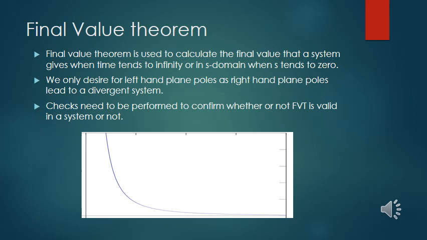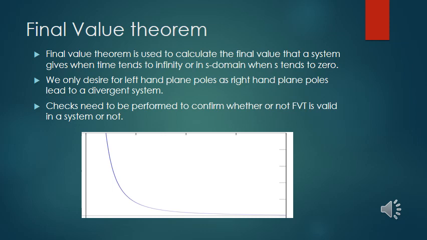Final value theorem is used to find the final value of a system when time tends to infinity or when s tends to 0 in the s domain. The right half planes are usually not preferred as the system never converges to a value and it diverges, and it's impossible to find the final value of the system. In the graph shown below, this graph is between the output and the time. We can see that when time tends to infinity, we have a converging value for the output. So we can find a final value for this given graph.